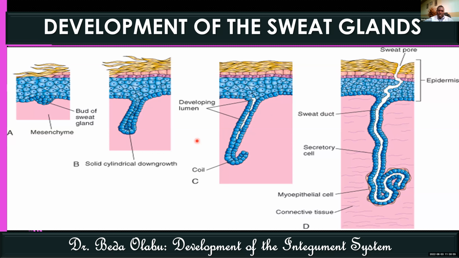So take home message, sweat glands are downgrowth from the epidermis, which means that they are of surface ectoderm origin as well. But remember, they grow into the mesenchyme. They grow into the mesenchyme that's going to give rise to the dermis.